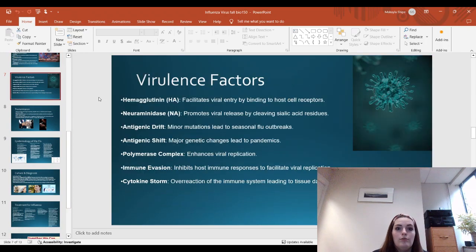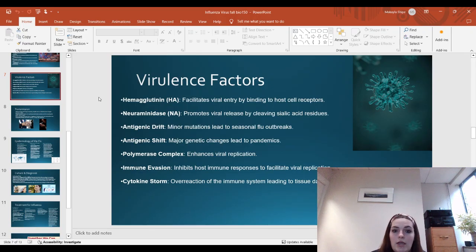Moving on to virulence factors. The first one is hemagglutinin. It facilitates viral entry by binding to host cell receptors. Next one is neuraminidase, which promotes viral release by cleaving sialic acid residues. Antigenic drift, minor mutations lead to seasonal flu outbreaks. Antigenic shift, major genetic changes lead to pandemics.